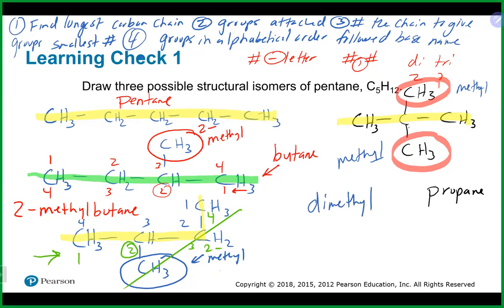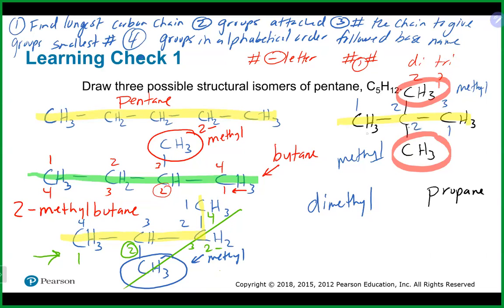Di for the 2 methyls, again, not because they're on the same carbon, but because they're in the same compound. So they can be on the same carbon, they could be on different carbons. They would still be called dimethyl because there's 2 of them in there. We need to give some location, which means we do need to number this guy. And it doesn't really matter which way you go.